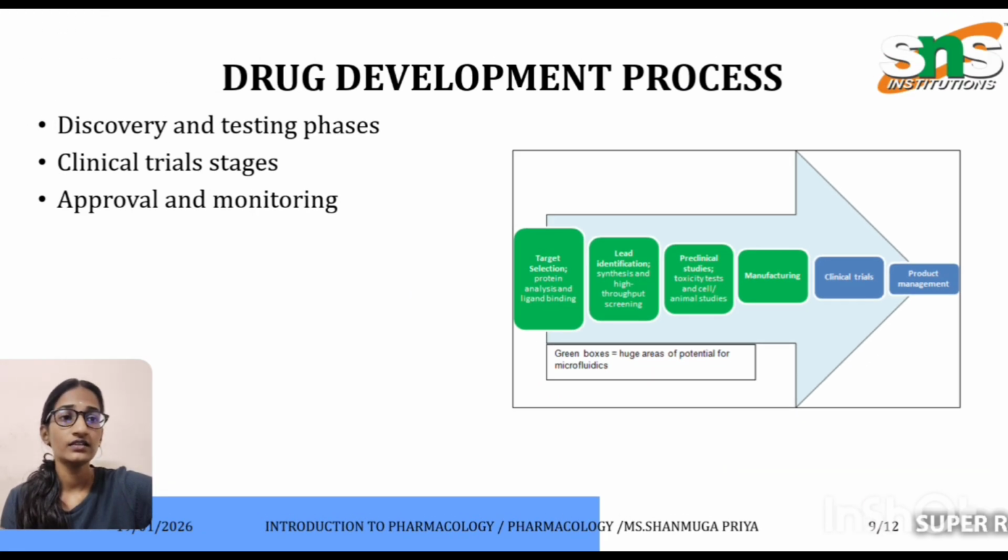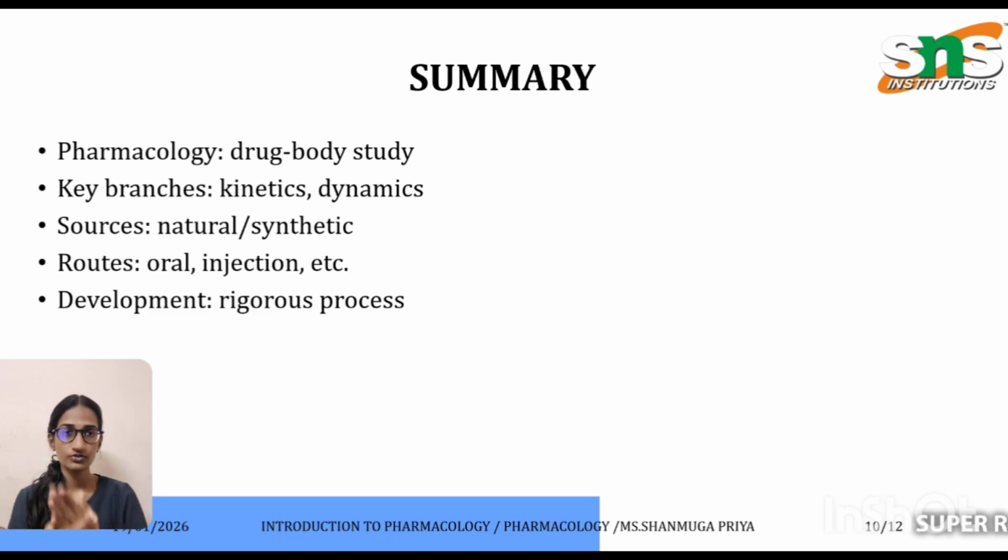And then we have come to the end, the summary of this introduction to pharmacology. So pharmacology is the body drug study. Key branches we have pharmacokinetics and pharmacodynamics, and the sources are usually natural and synthetic. And the routes of administration, we have many various routes of administration, and the major ones are oral, injection and topical. And the development has undergone a rigorous process.